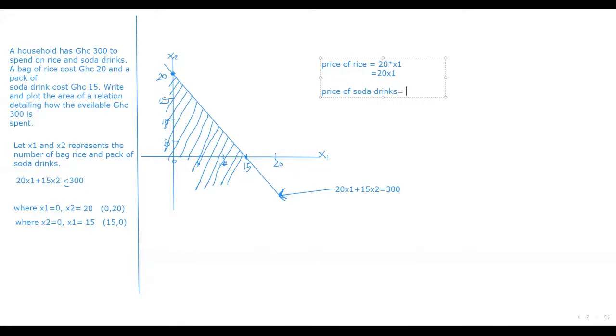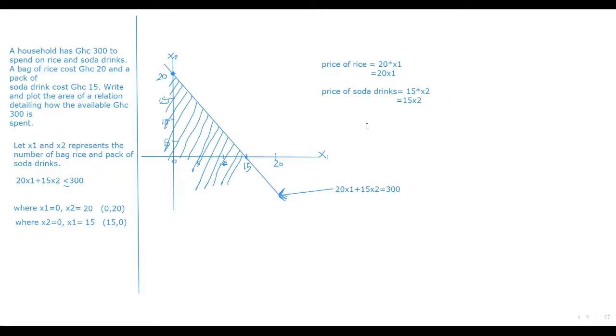So to know the amount we spend on soda drinks in total, we use the unit price. That's the 15. One pack of soda drink is 15. But we don't know the quantity we can buy with the 300 cedis in hand. So we multiply by the quantity we don't know, and we said we should represent the quantity with x2. So we have our total cost for soda drinks to be 15x2.